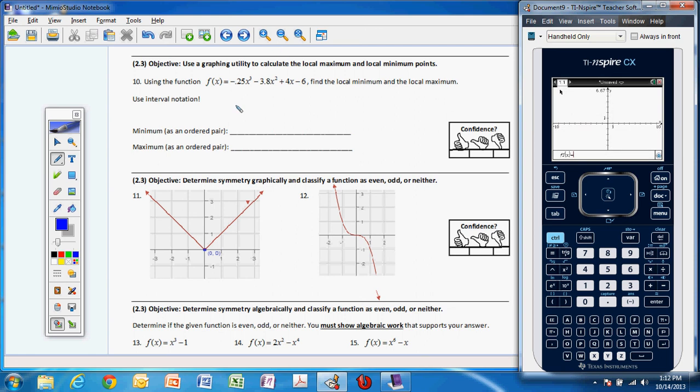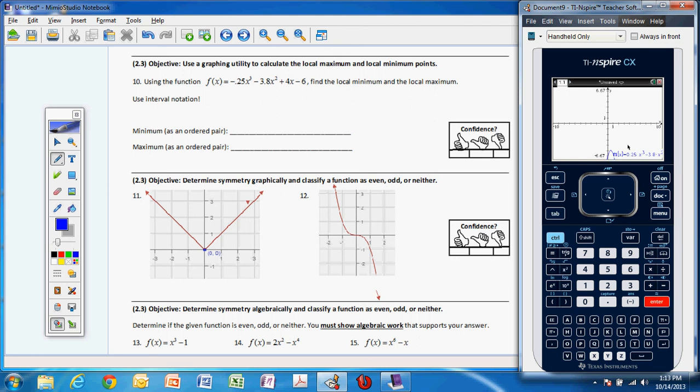So now I'm just going to type in my function in there. So in this case, we have 0.25x cubed minus 3.8x squared plus 4x minus 6. So once I get that in there, now I'm just going to hit enter.